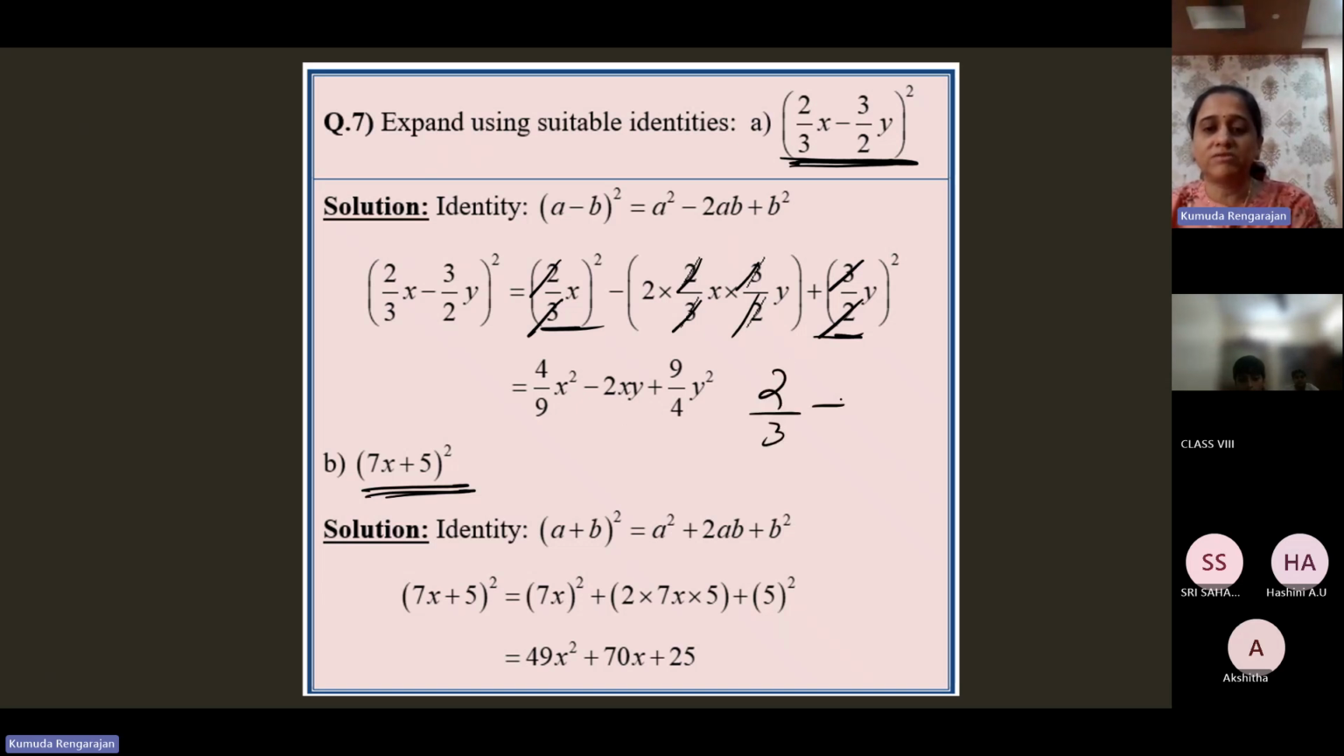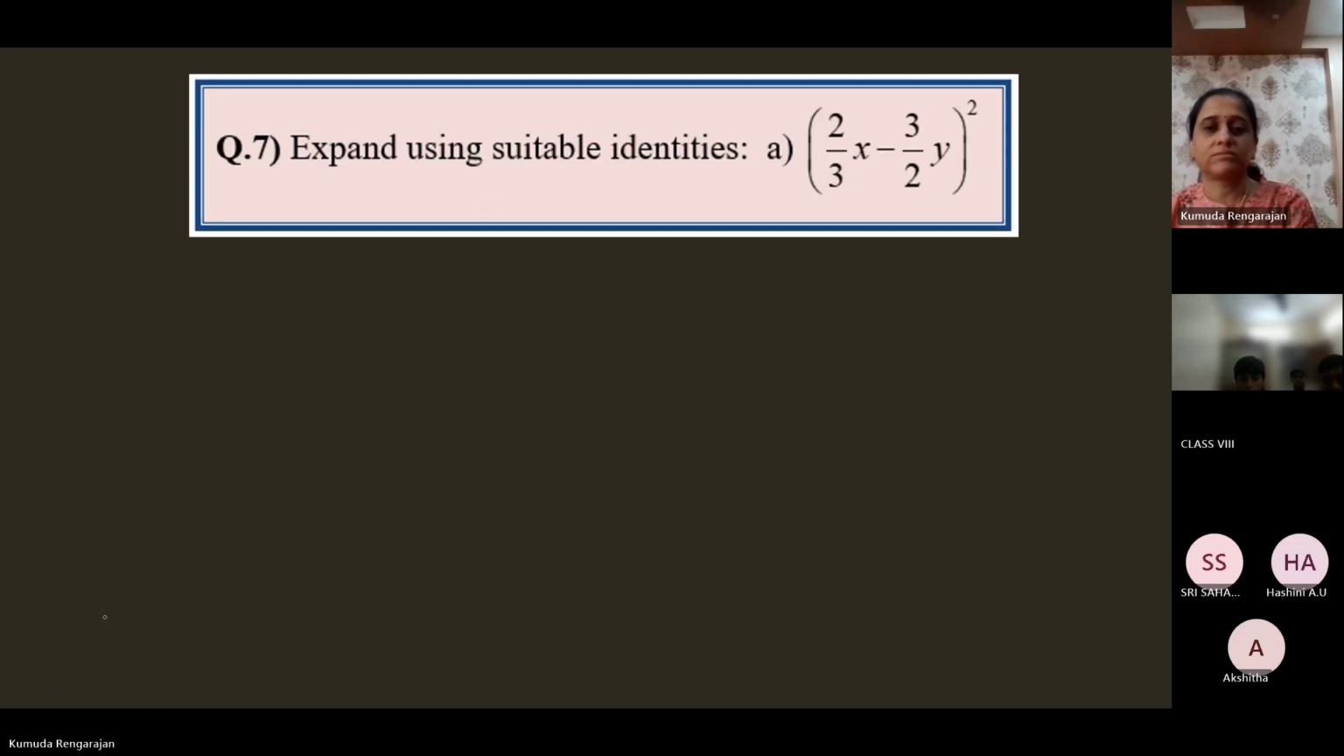Supposing it is 2 by 3 plus 3 by 2. You cannot cancel 3 and 3, 2 and 2 and say the answer is 1. We'll take LCM. But if it is 2 by 3 into 3 by 2, yeah, then you can cancel.